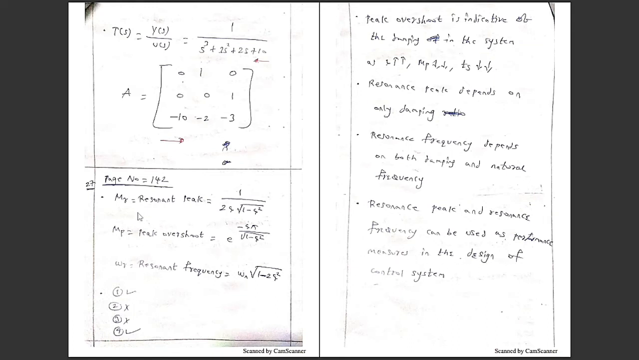So finally, M_R, the resonant peak, is equal to 1 by 2 zeta root of 1 minus zeta square, and M_P, the peak overshoot, is equal to e to the power of minus zeta pi by root of 1 minus zeta square, and omega_R, the resonant frequency, is equal to omega_n into root of 1 minus 2 zeta square. These three are very useful formulas, because questions are always asked on them.